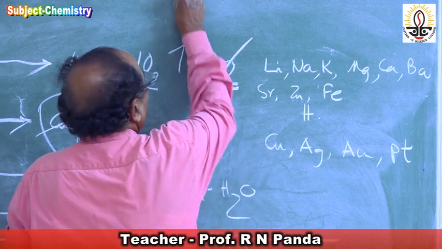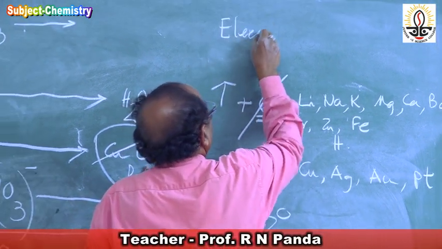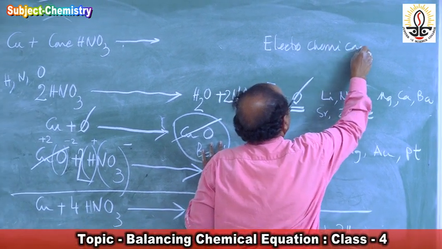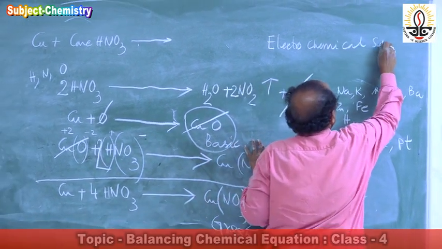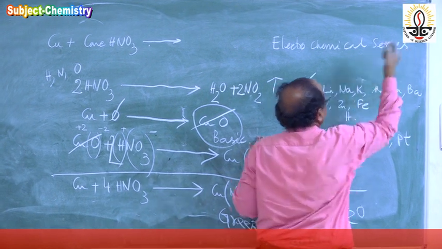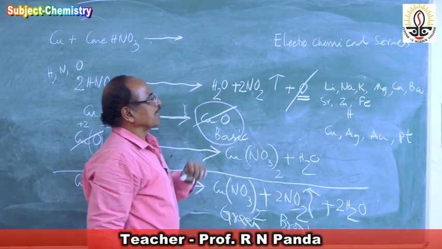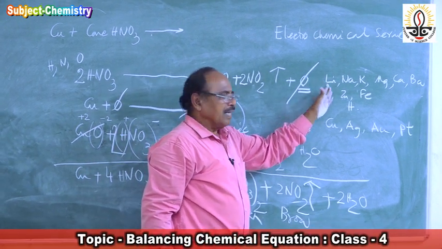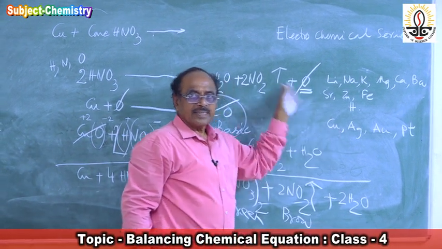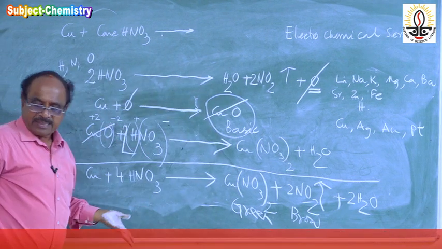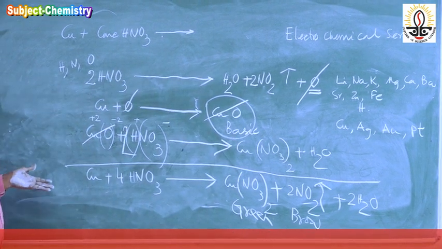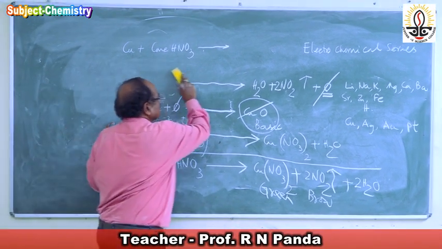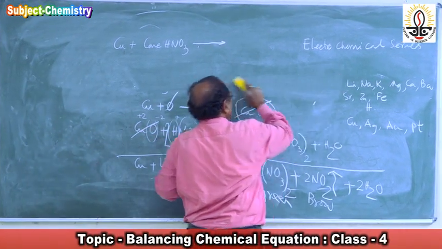We call these the electrochemical series. All this we will be reading. Now we are learning the language of chemistry. So these metals will react differently. So what about copper? Copper is a metal which is below hydrogen in the electrochemical series. So what is the theory behind it? I am giving the theory behind it.